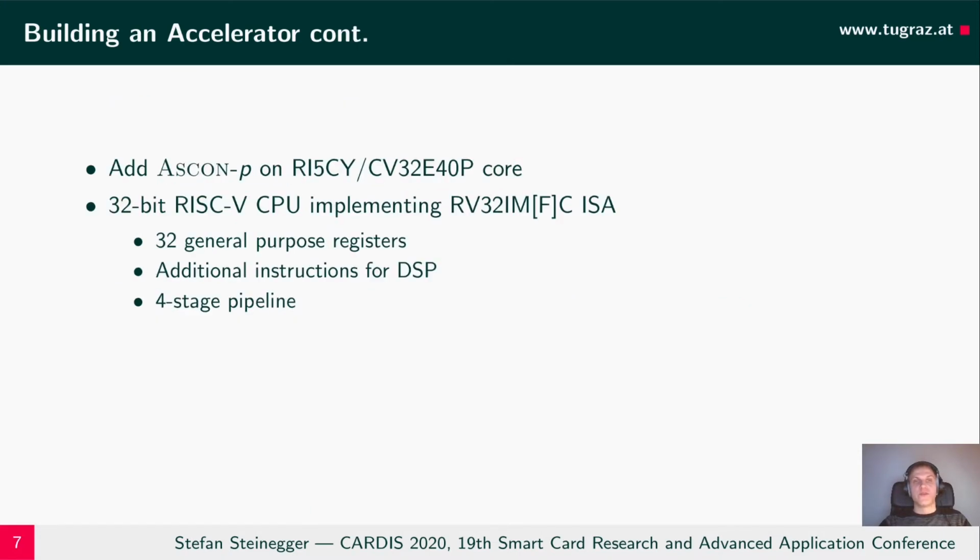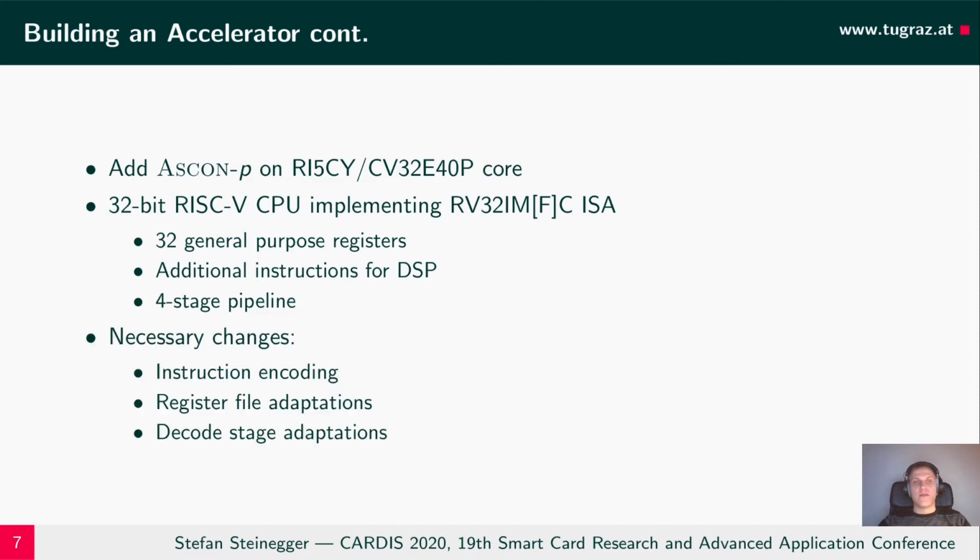So we want to basically add the Ascon-p permutation function to a CPU core, and there we chose the RISC-V core, or how it is now called, the CV32E40P core. It is a 32-bit RISC-V CPU, and it implements the RV32I ISA, and it also features the multiplication and the compressed instruction extension, as well as an optional floating point extension. It features 32 general purpose registers, and it also has some additional instructions for digital signal processing, and it operates using a 4-stage pipeline.